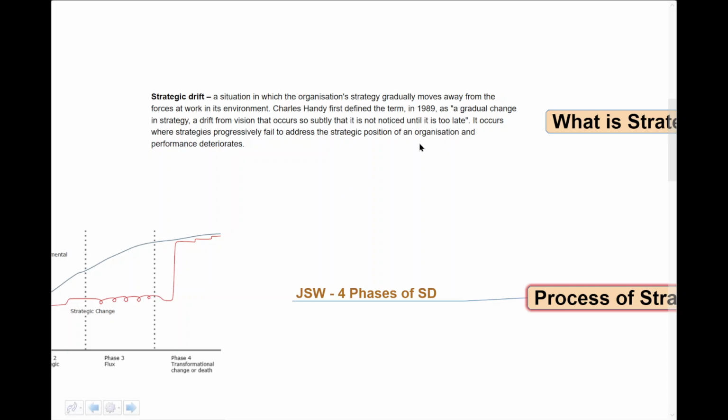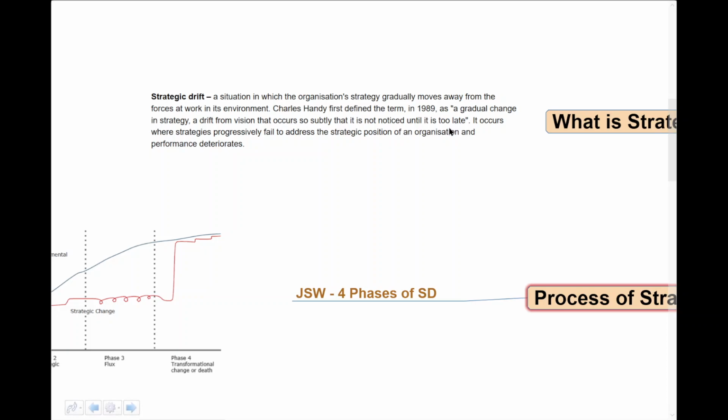So what the ACCA Hub says is a situation where strategy gradually moves away from the forces at work in its environment. So Charles Handy first defined the term: a gradual change in strategy, a drift from vision that occurs so subtly that it's not noticed until it's too late. So we're talking about probably factors in the environment that tend to, possibly without a company knowing, shift the company away from their original strategy or their original vision.